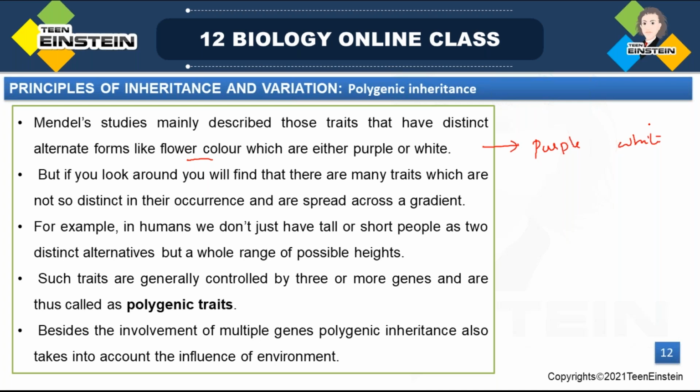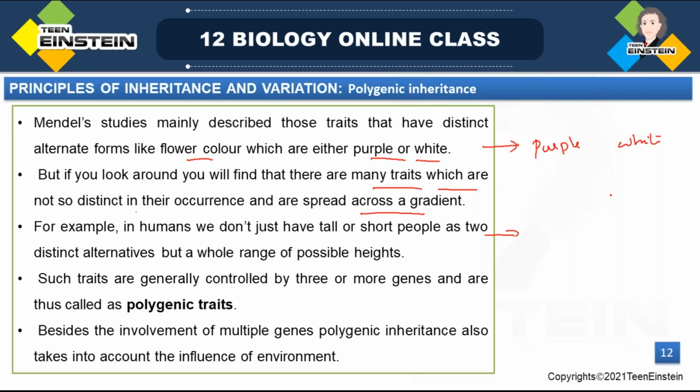But if you look at nature, we can find many traits which are not so distinct in their occurrence. You can see many types like this, and you can't exactly differentiate them. In humans, as we have already explained, we can't say tall or short people. In Mendel's experiment with plants, he was able to identify tall plants and dwarf plants. But in the case of human beings, how can we say that?